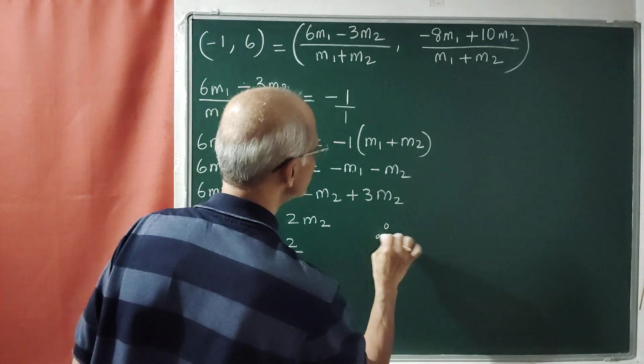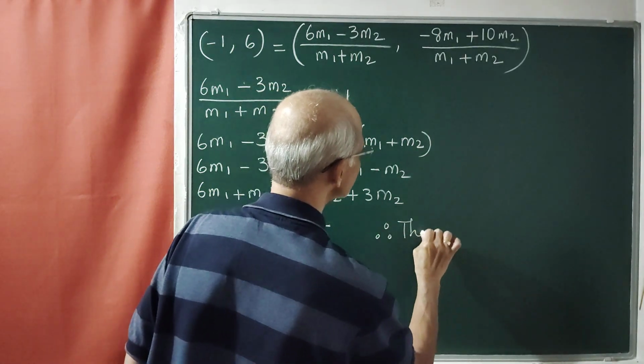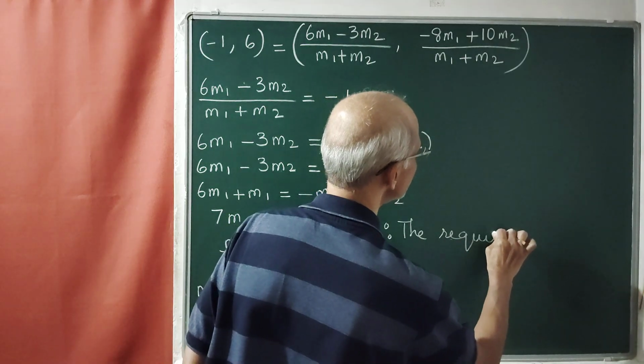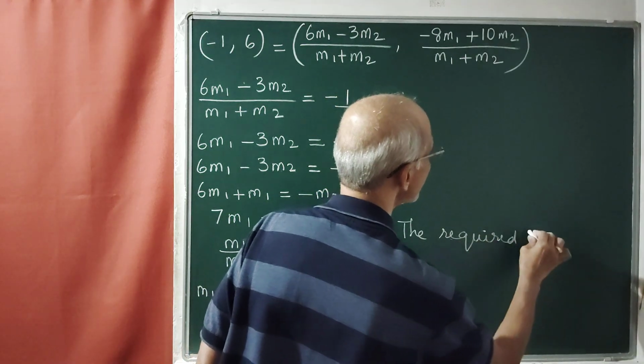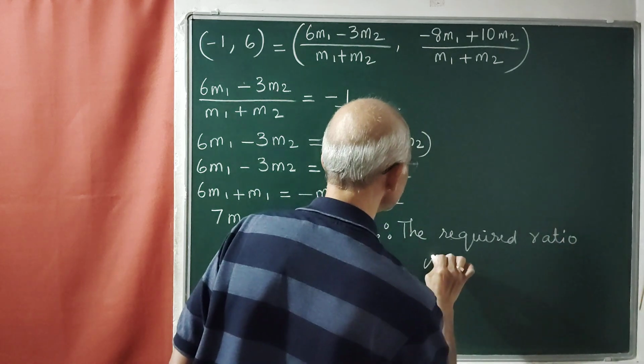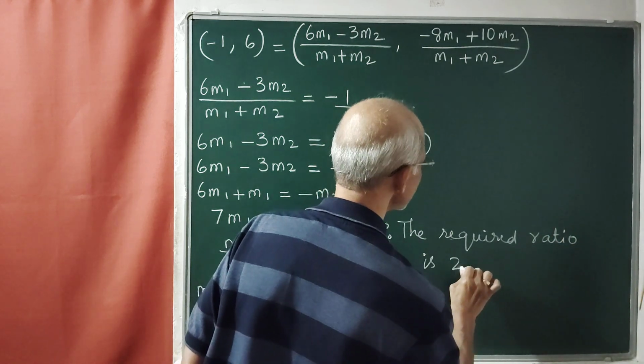Therefore, the required ratio is 2 is to 7.